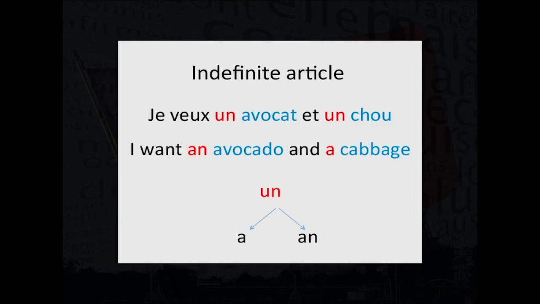Let us now look at the English equivalents of this sentence. I want an avocado and a cabbage. When we compare these two sentences, we find that the words a and an are equivalent to the word un in French.